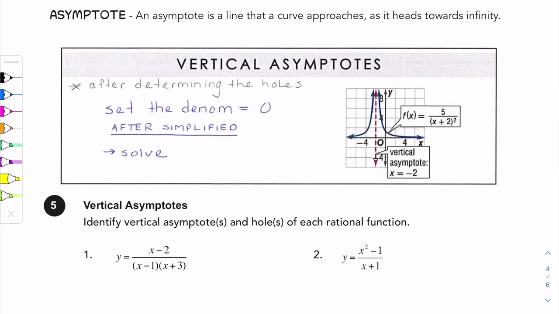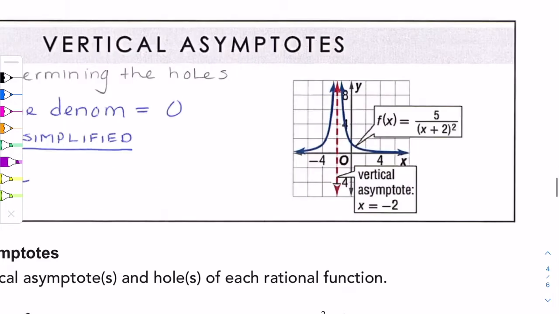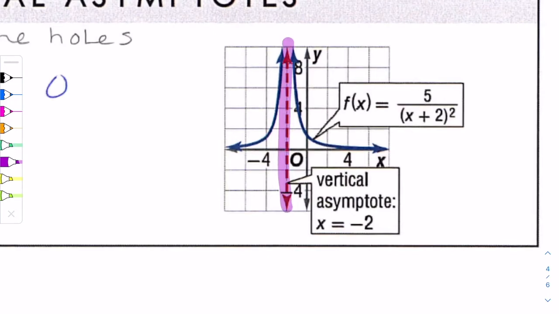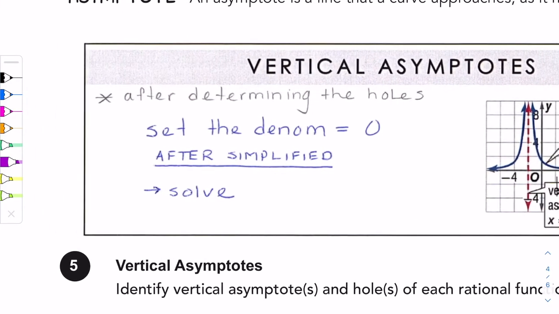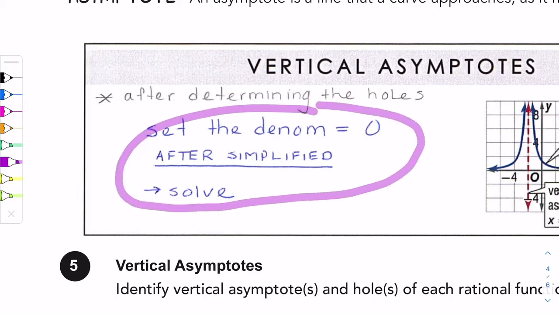So vertical asymptotes are a line that a curve approaches as it heads towards infinity. You have to find vertical asymptotes after you find the holes because they are found after you simplify, or after you take out the hole. You can see that a vertical asymptote is a line that the graph approaches and never touches or crosses. Again, we have talked about these this year, we just have not found them. So here we are actually calculating what they are. Again, it's after you determine the holes. So after you determine the holes, you set the denominator equal to 0 and you solve.